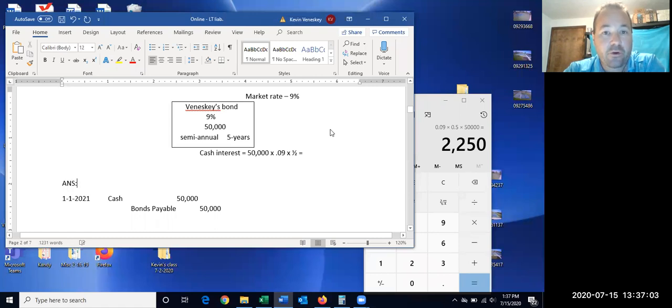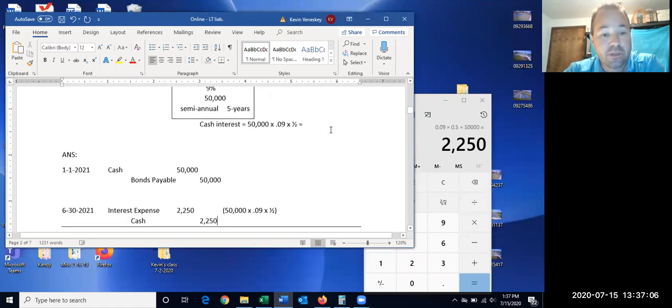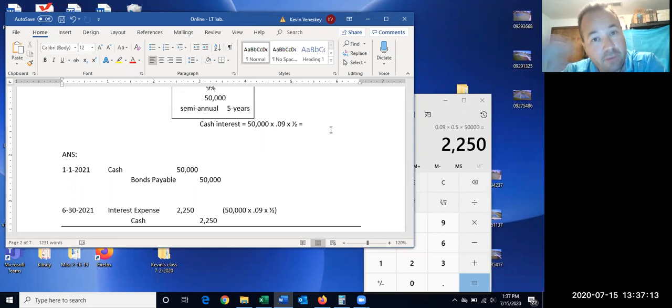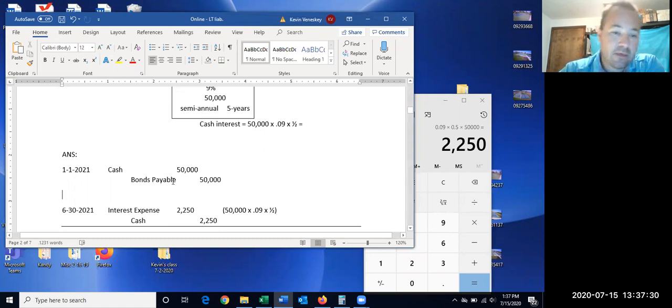So at the end of June 30th, I need to pay my bondholders $2,250 as a thank you for loaning me the money. And then on December 31, I'm going to pay you another $2,250. And then after 5 years of paying you $2,250 twice a year, I'm going to pay you back your whole $50,000. So it's a pretty good deal for you. You're getting semi-annual payments. So you can see here, this isn't too difficult. We've kind of already done these in prior chapters when we calculated our interest.